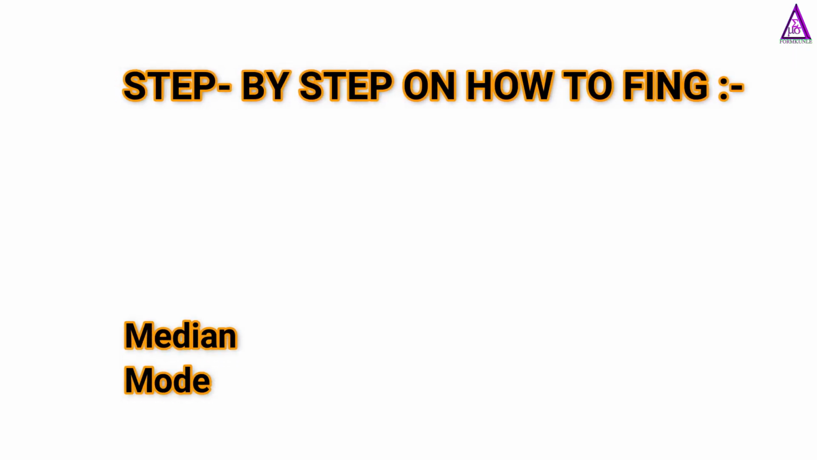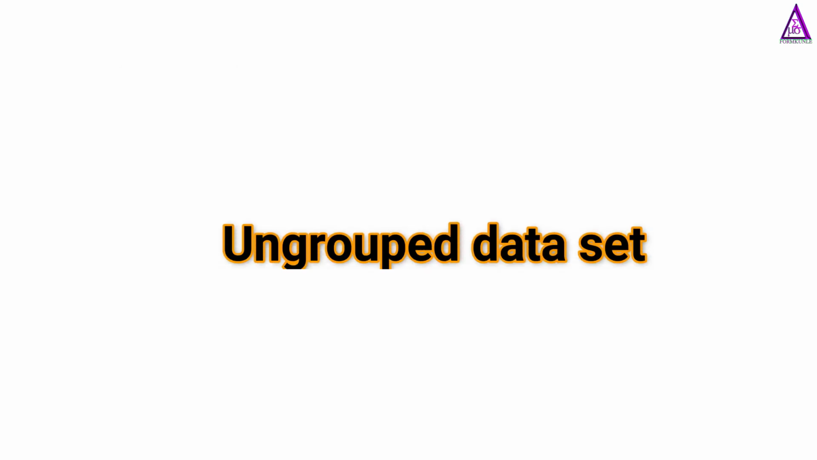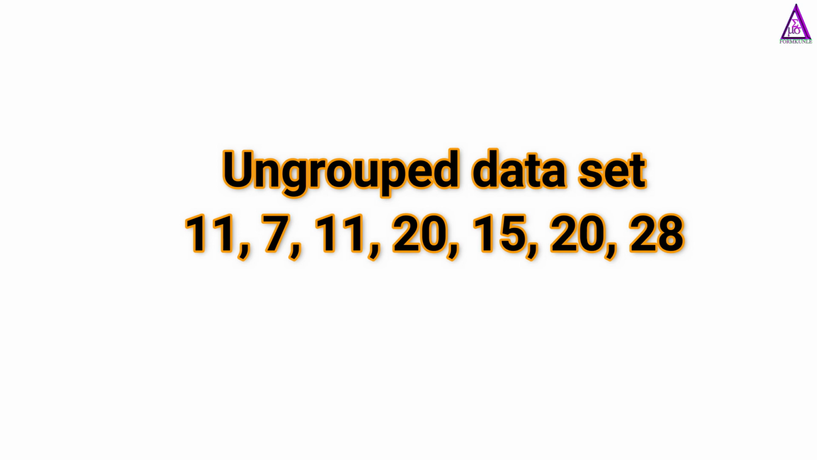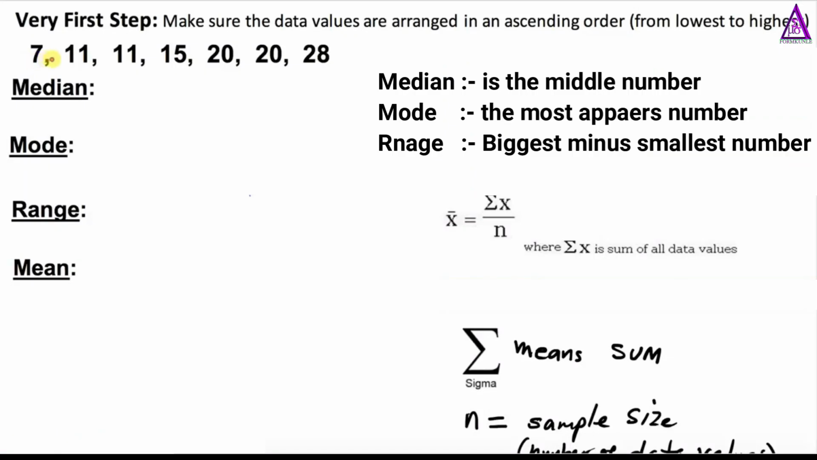Hello again everyone. In this video tutorial, I will show you an easy and step-by-step way to find the median, mode, range, mean, variance, and standard deviation of this raw data. The first thing to do here is to make sure that the given data are arranged in ascending order, that is, from the lowest to the highest.